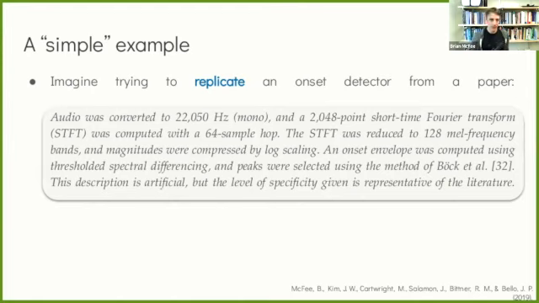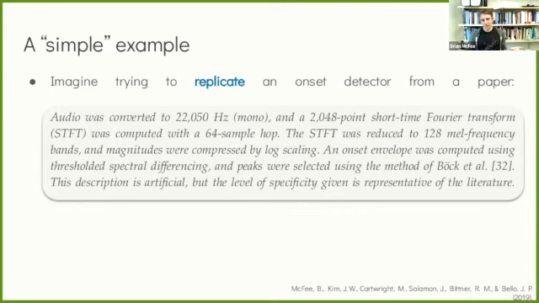And this block here, which I'll read: audio was converted to 22 kilohertz mono, and a 2048 point short time Fourier transform was computed with a 64 sample hop. The short time Fourier transform was reduced to 128 mel-bands and magnitudes were compressed by log scaling. And then we computed an onset envelope using threshold of spectral differencing and selected peaks using the method of Böck et al., reference 32.